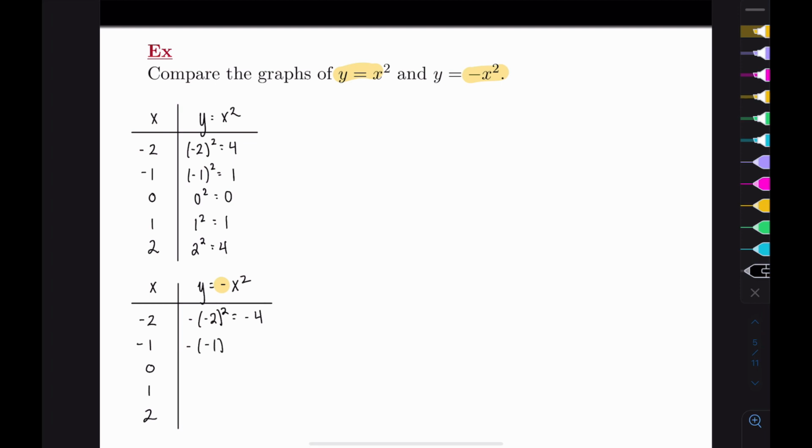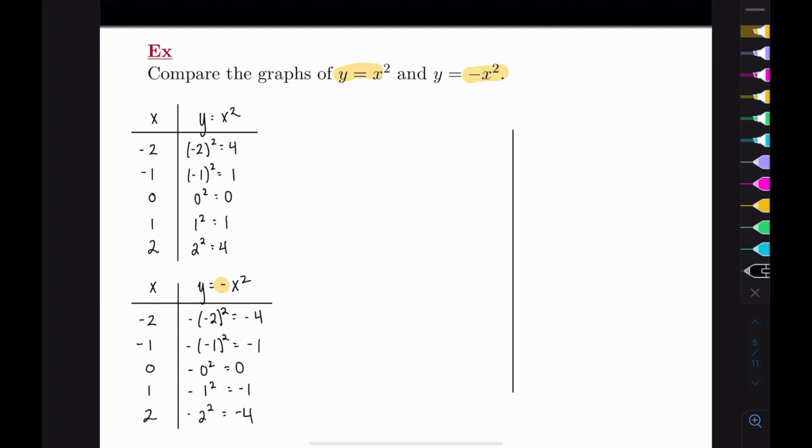When you plug -1 in, same thing. So this would be -1. If you plug in 0, well, it's still 0. And if I plug in 1, this will still be -1. And when I plug 2 in, you get -4.